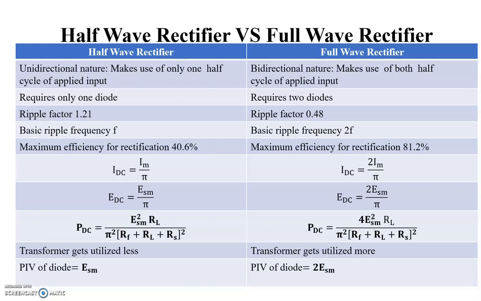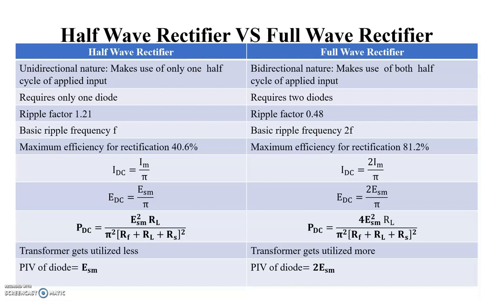The DC load current in a full wave circuit is twice that of the half wave circuit. Similarly, the DC load voltage in a full wave circuit is twice that in a half wave circuit. Next, the DC power output in a full wave rectifier is 4 times greater than that in the half wave circuit. The transformer utilization in a full wave circuit is more when compared to a half wave circuit.